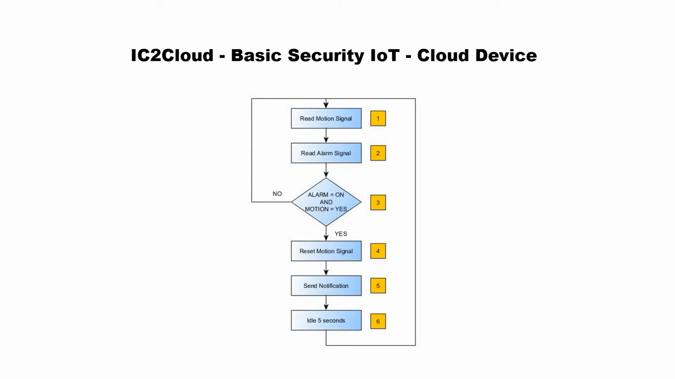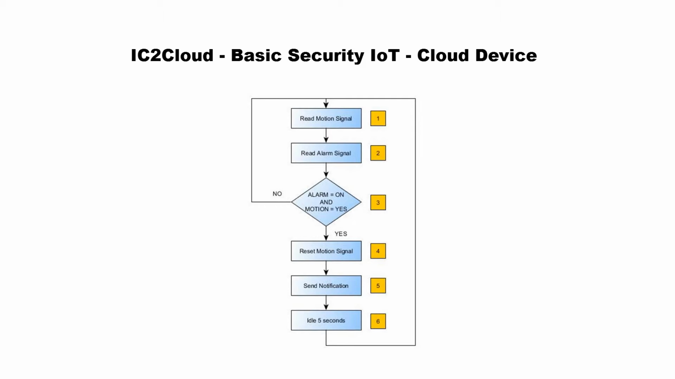The code we have to write is structured similar to Arduino code. It requires an initializing sequence and a loop sequence. Basically we want the cloud device to execute the next logic. Read the motion and the alarm signals. Check if alarm is on. Check if the motion was detected.